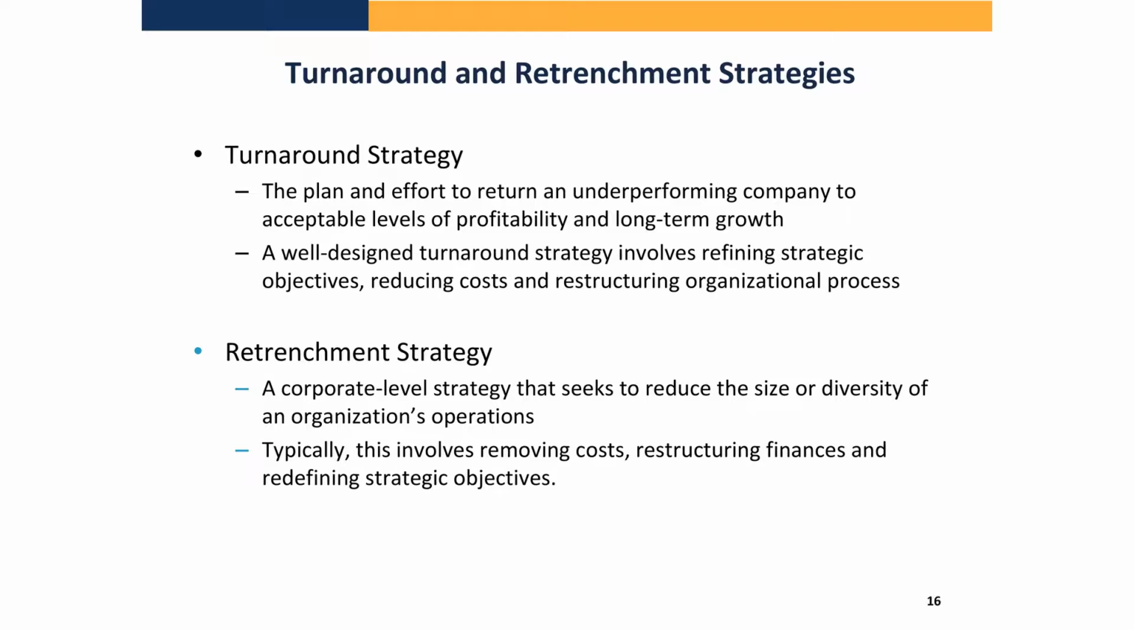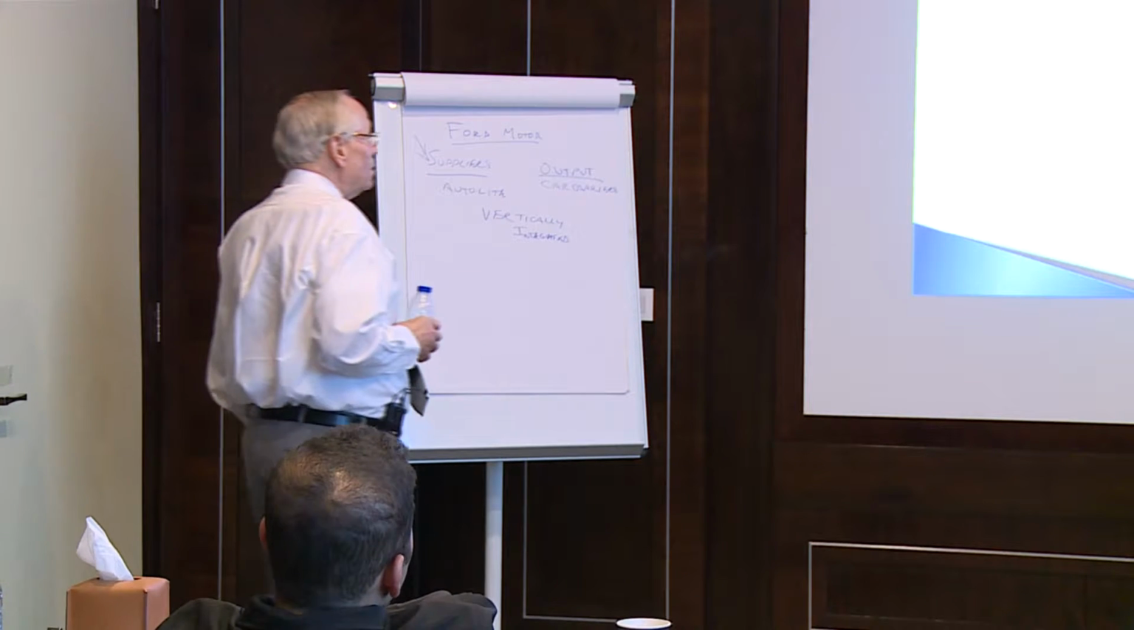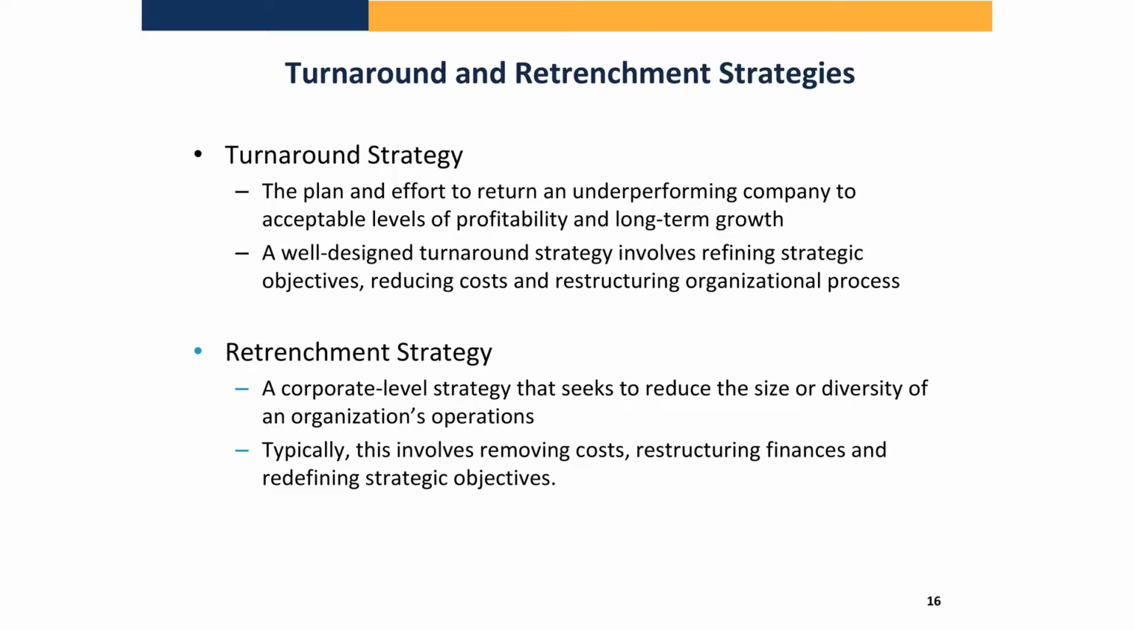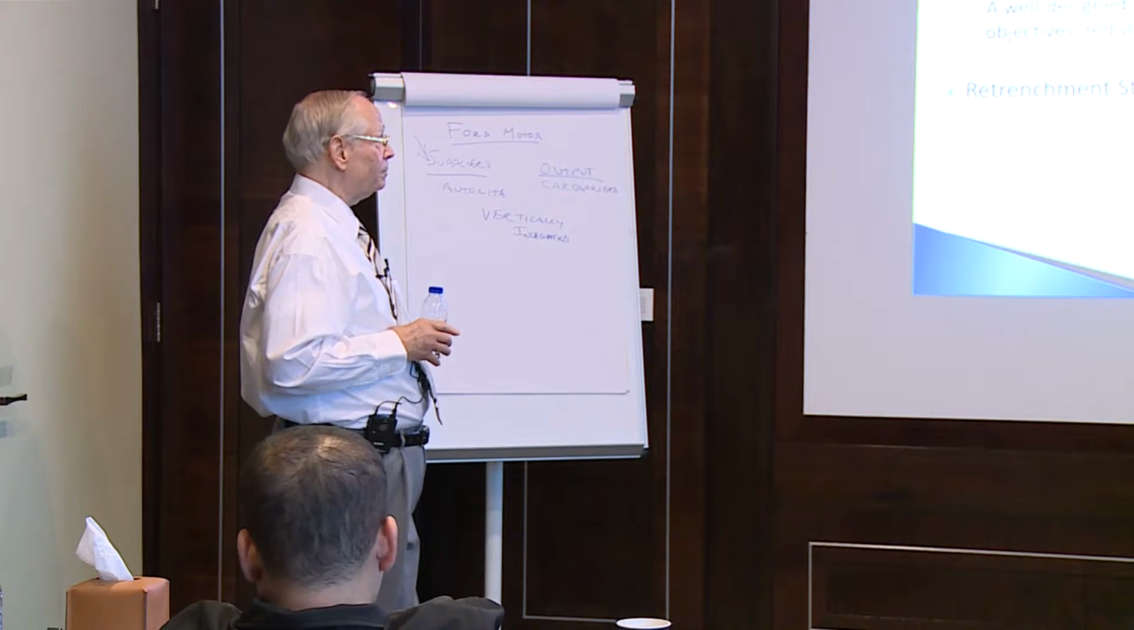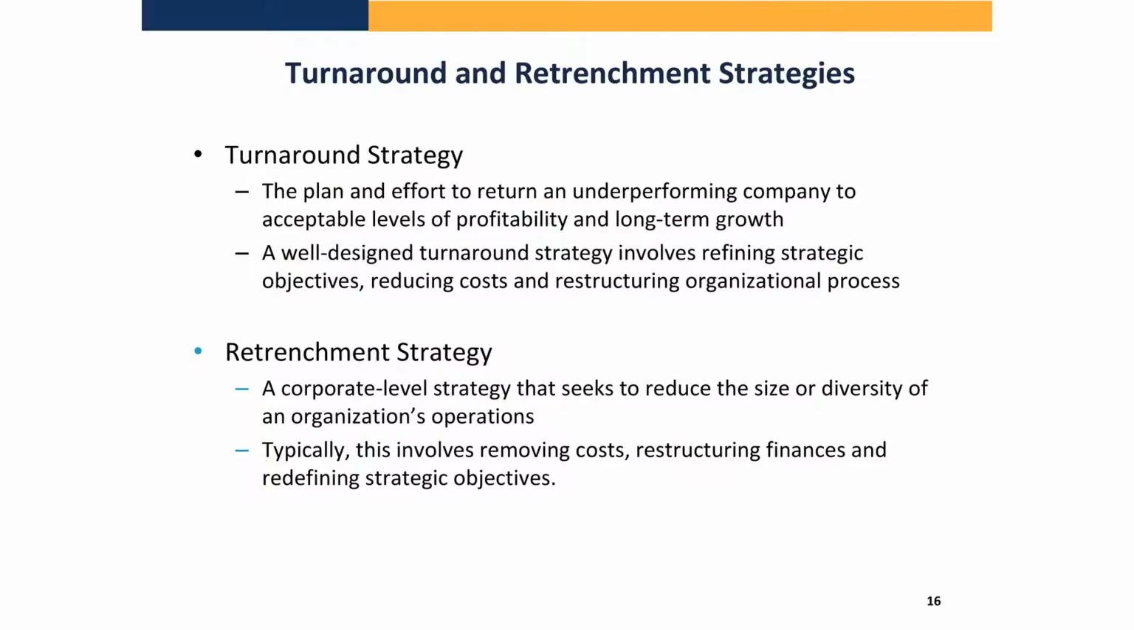Turnaround and retrenchment strategies, and this is for companies that are in trouble. A turnaround strategy is the plan and effort to return an underperforming company to acceptable levels of profitability and long-term growth. A well-designed turnaround strategy involves refining strategic objectives, reducing costs, possibly restructuring the organizational process. Retrenchment is typically a corporate level strategy that seeks to reduce the size or diversity of an organization's operation.